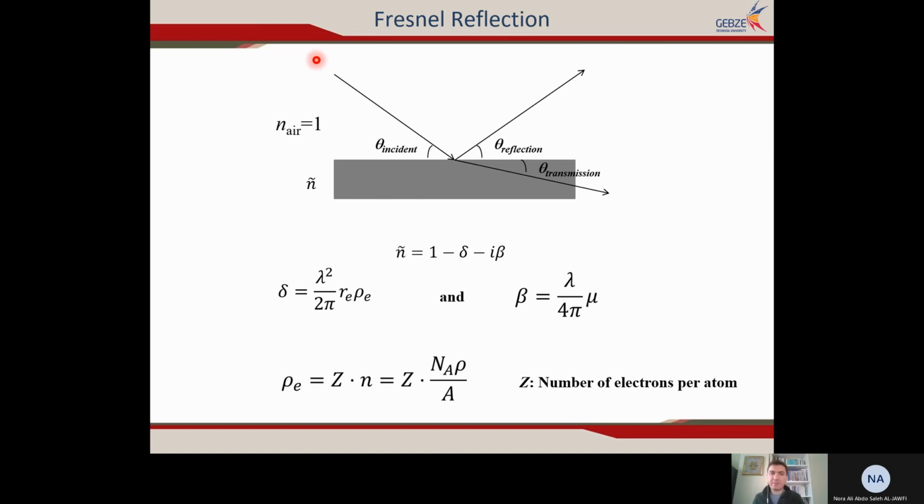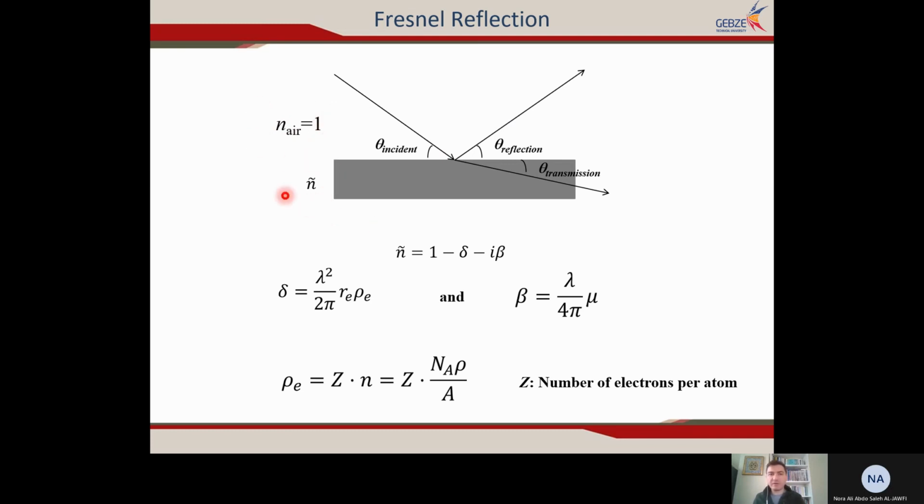And this is the incoming X-ray beam. This is the reflected X-ray beam. This is the incident angle theta. This is the reflection angle theta. This is the transmission angle, theta transmission. So some part of the X-ray beam is reflected and goes to the detector, and some part of the incoming beam enters into the material and propagates with some certain angle within the material. And this is the refractive index of the air, which we take 1.